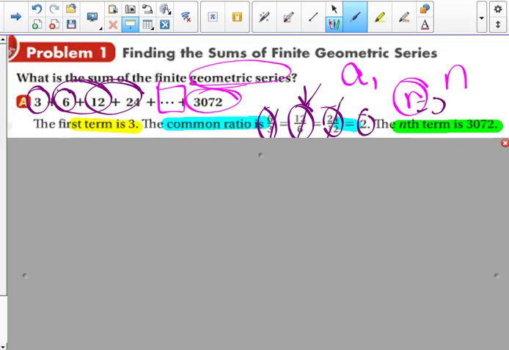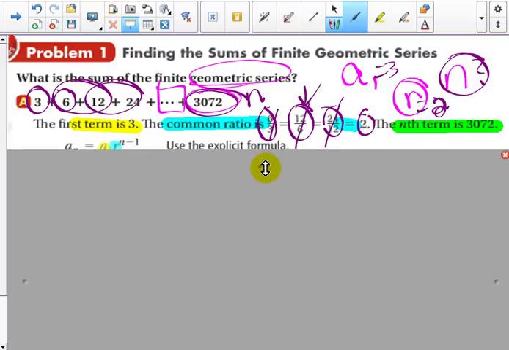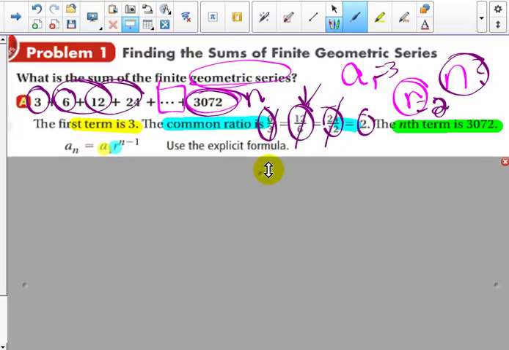So r equals 2. And we know that the very last term, the nth term, is 3,072. We just don't know what n is. We do know the first term is 3. We know the common ratio is 2, but we don't know n. So now we're going to have to use that formula and solve for n. So use your explicit formula.